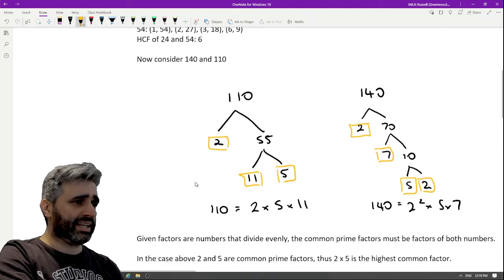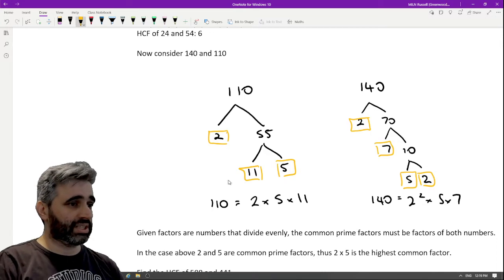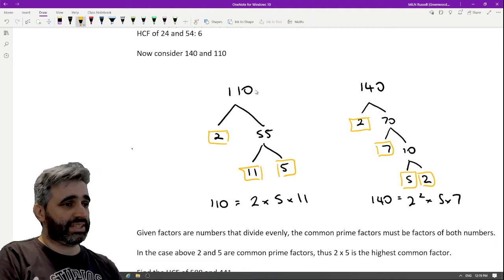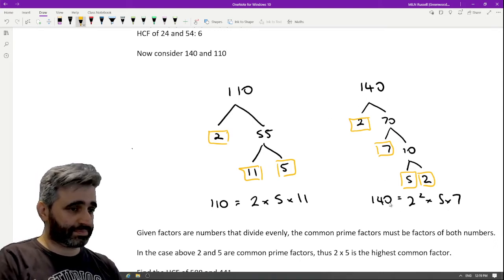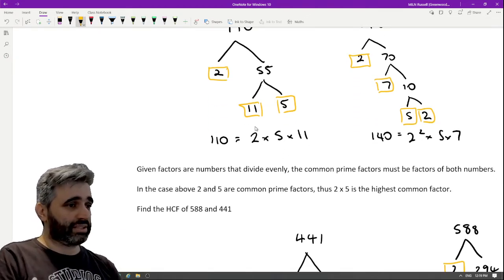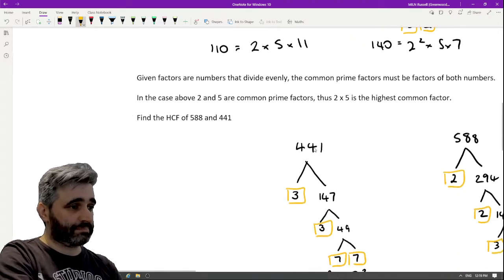Now once we get past relatively small numbers, using a list is hard work, so we'll use prime decomposition. If we were going to consider 140 and 110, here's 110. The prime factors of 110 are 2, 5 and 11, and for 140 will be 2 squared, 5 and 7. Then we look at what's common in the prime factors. So we have a 2 here and at least one 2 here, and a 5 here and a 5 here, so 2 times 5 is 10. That is the highest common factor of 110 and 140.